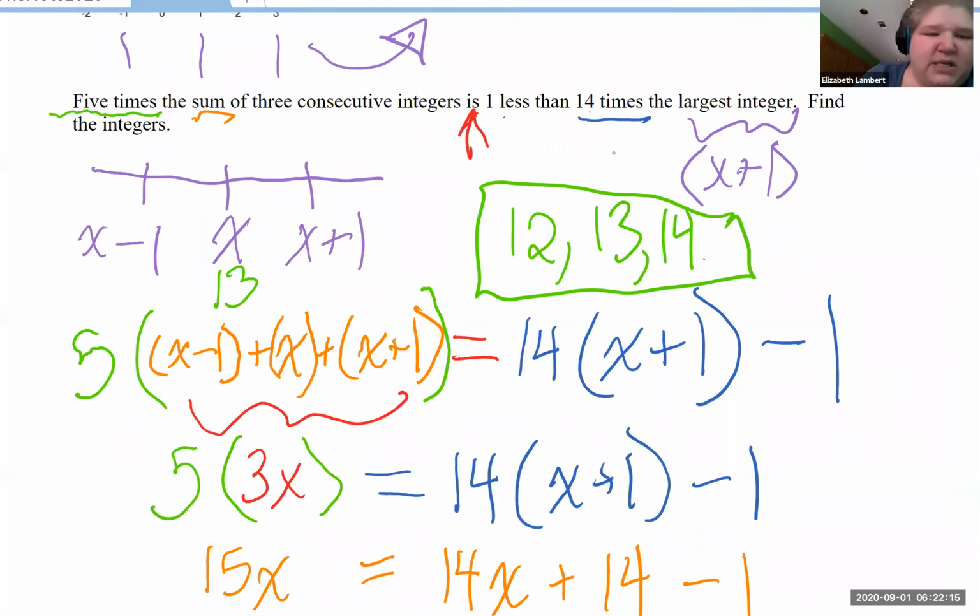Now, I always like to go back to my original labeling setup, because sometimes you're going to have x be the first one, so you're going to find the next two integers after it. We even could have called the last one x, just because this label talks about the largest integer. It doesn't matter which way you do it, as long as you're consistent and you check your answer at the end so it fits the labeling you used. All right, so I'm going to stop this one.